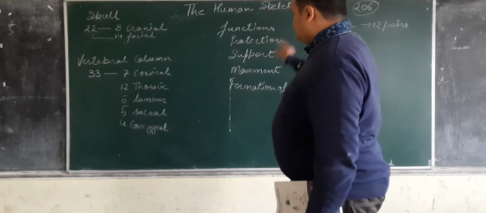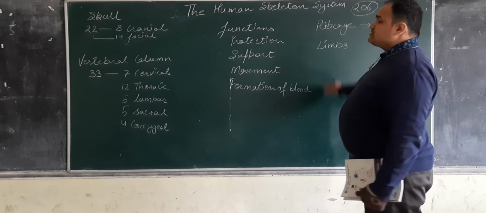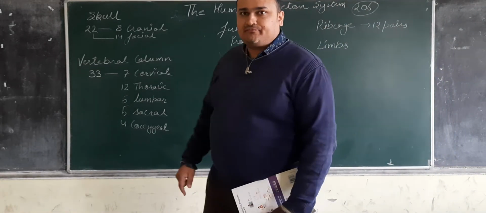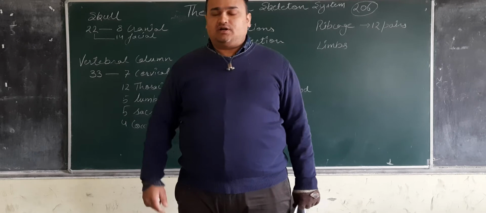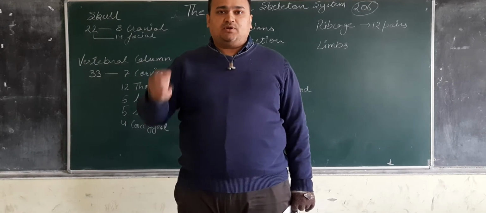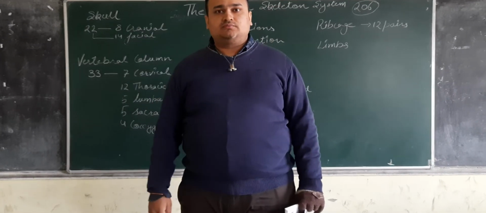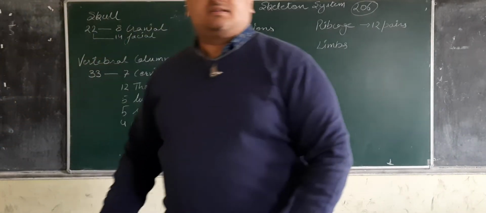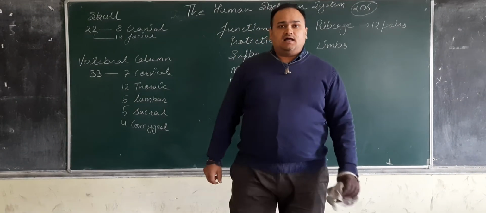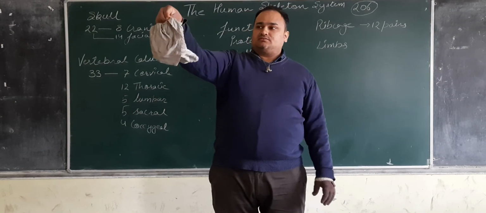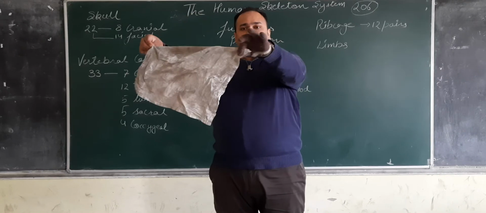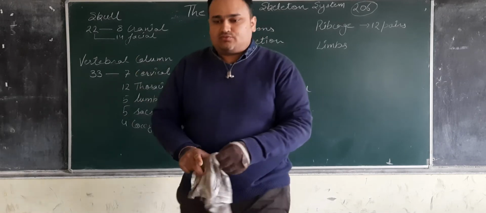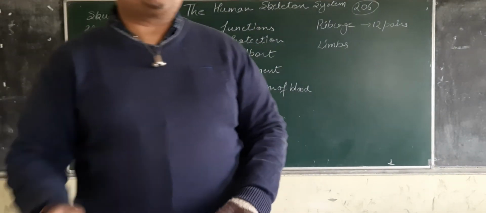Okay, so starting with the 206 bones, first of all, why do we need these bones? Suppose your hand did not have a bone, what would happen to it? It would fall down. Your hand has a bone, and that is the reason your hands are stiff. Otherwise it would be limp like this. Without bone, will it stand? No, it will fall down. So that is why you need bones inside your body.